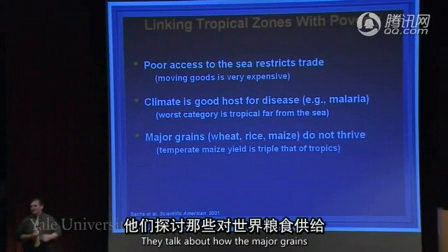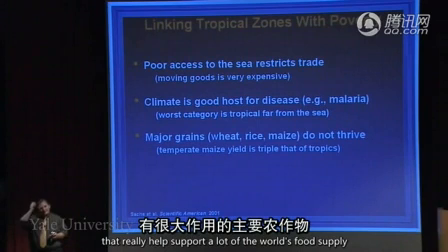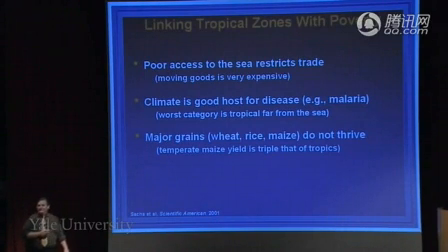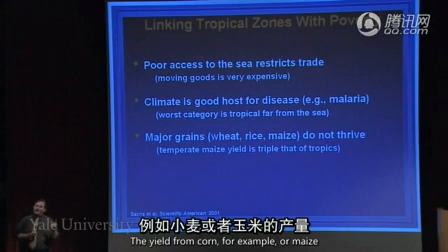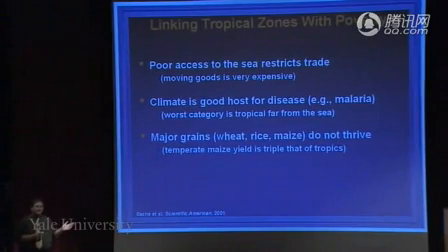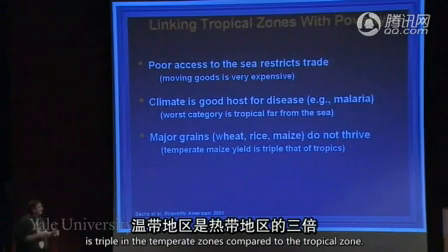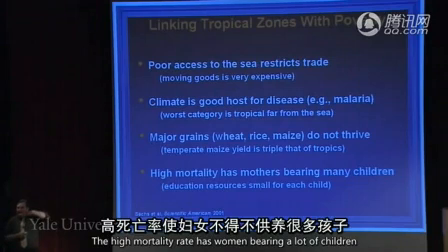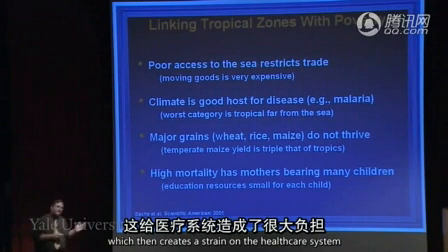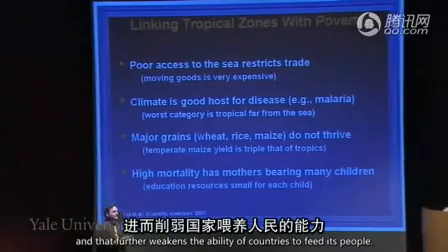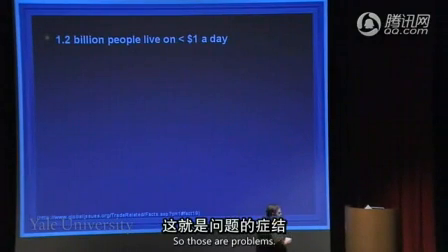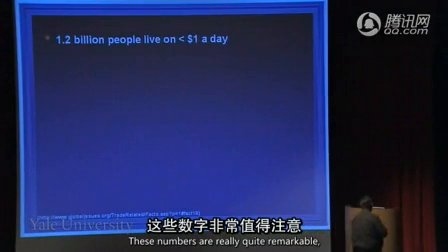They talk about how the major grains that really help support a lot of the world's food supply don't grow very well in those kinds of environments. And the yield from corn, for example, or maize, is triple in the temperate zones compared to the tropical zone. And the high mortality rate has women bearing a lot of children, which then creates a strain on the healthcare system, and that further weakens the ability of countries to feed their people. So those are problems. These numbers are really quite remarkable.